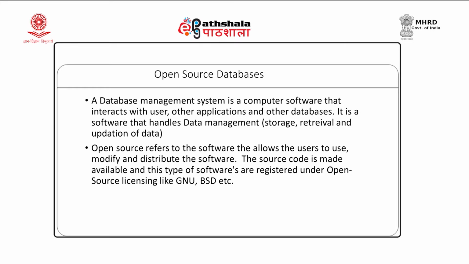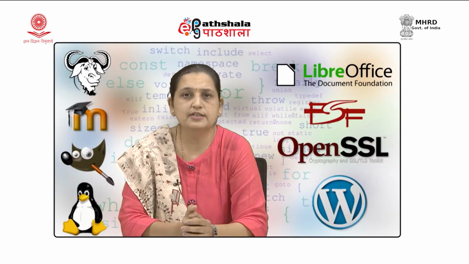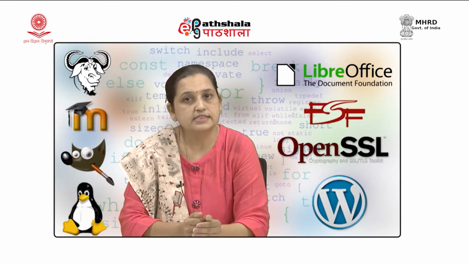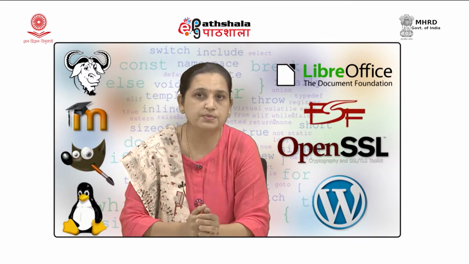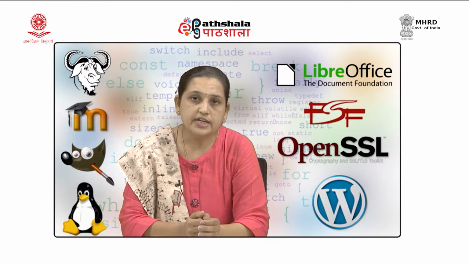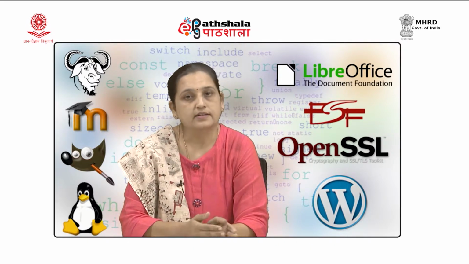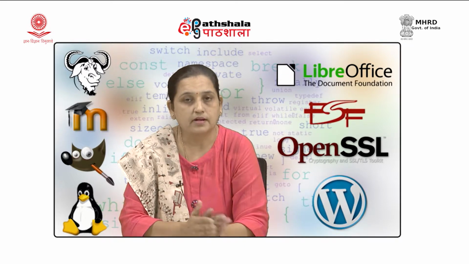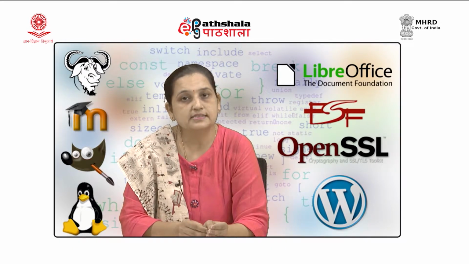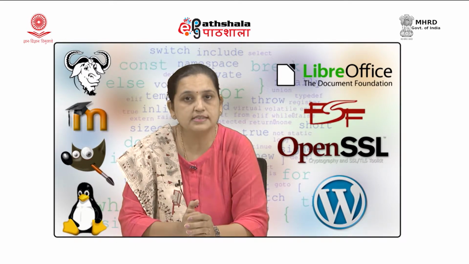Open source refers to software that allows the user to use, modify and distribute the software. The source code is made available, and this type of software is registered under open source licenses like GNU, BSD, etc. One thing to note here is that GNU was the project started by Richard Stallman when they released this open source software product, and at that time this licensing was given the name GNU licensing.